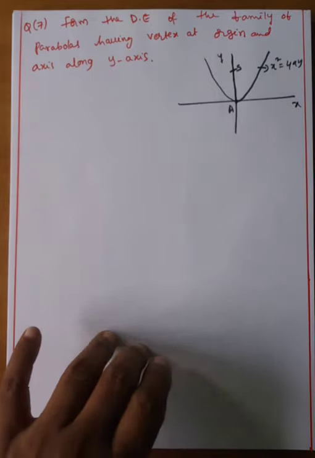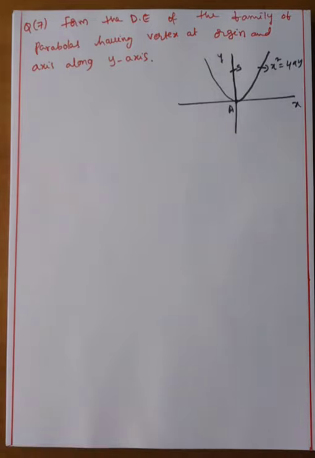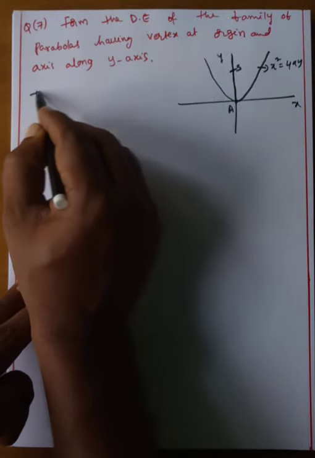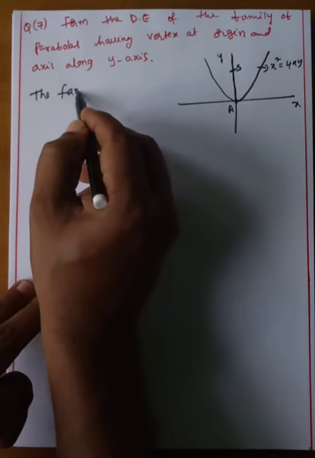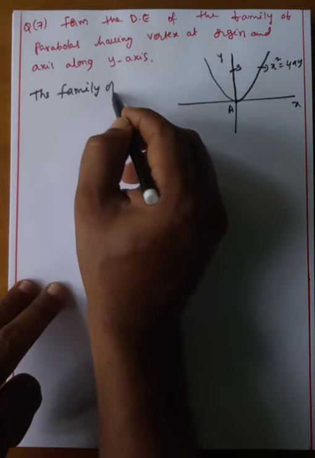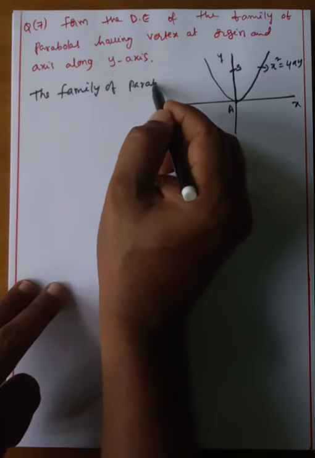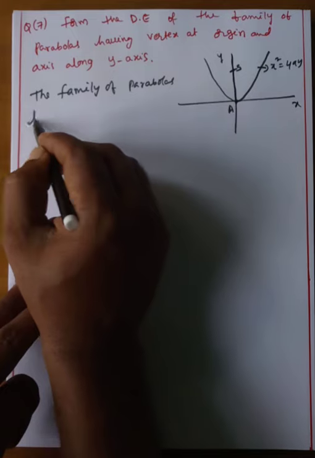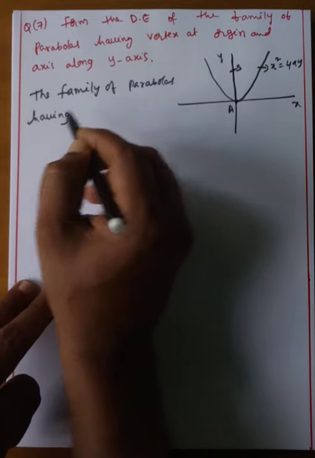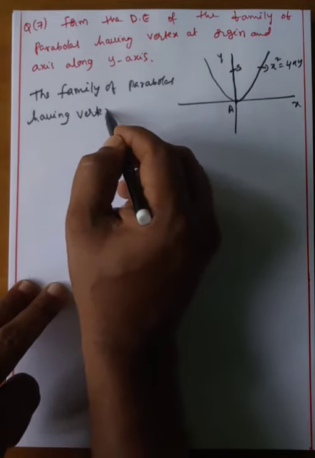Okay, my dear friends, that is the curve. X square equal 4ay, where x is the independent variable, y is the dependent variable, and a is the arbitrary constant. Now, what is going on? The family of parabolas having vertex at origin.